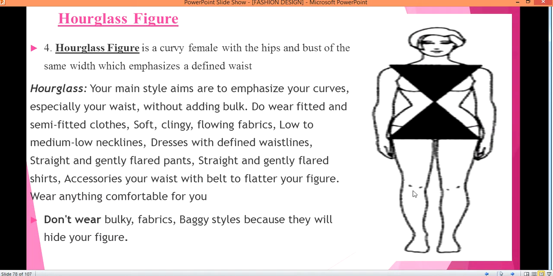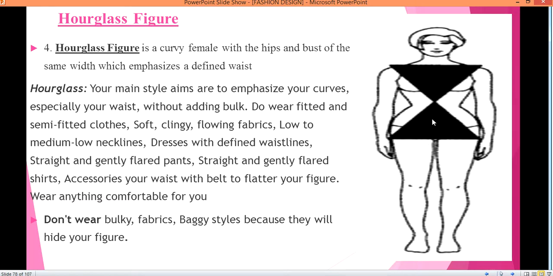Now we have the perfect figure according to fashion, the hourglass figure or body type. They have the bust area or the shoulder area and the hip area of the same or similar measurements, and they have a tinier waist, and this is the figure 8 we all dream to have as ladies. Yes, we know. So this figure does not really have a lot of problems dressing.